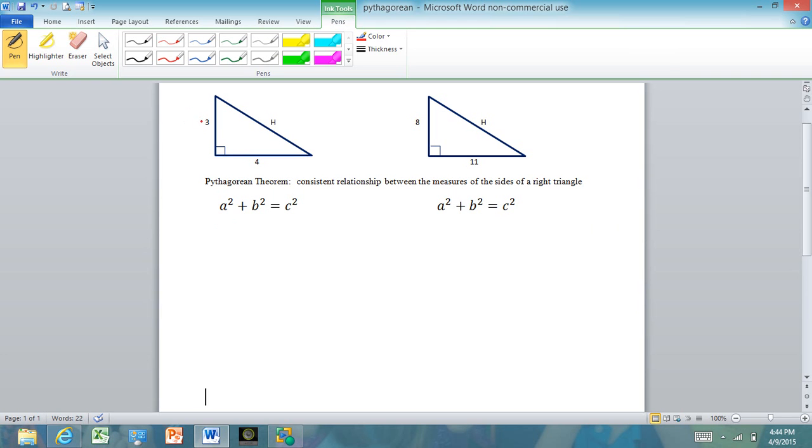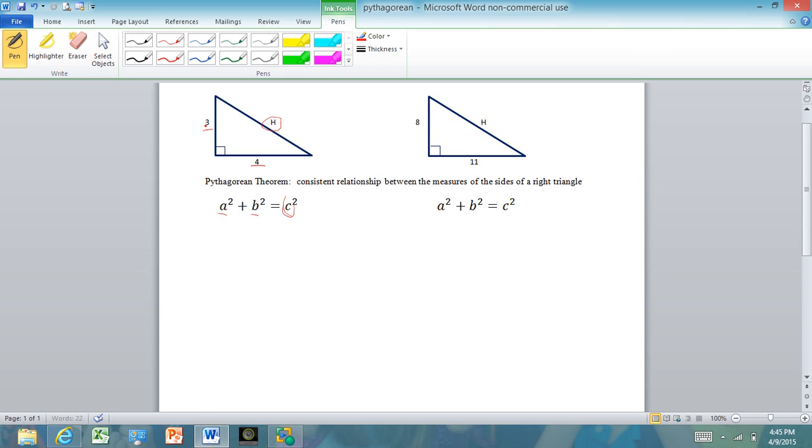Now from there, we will be able to take the measures of two of the sides, plug them in for A and for B, and be able to find my missing third side. And in the problems that we're going to have for our assignment, we are always going to be looking for that hypotenuse. And that hypotenuse is going to be that C value right in here.